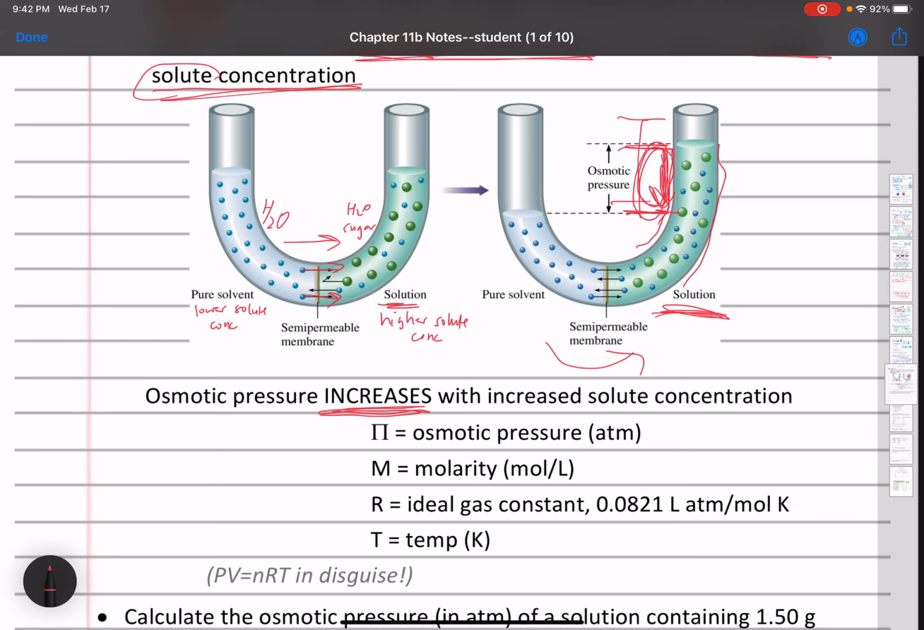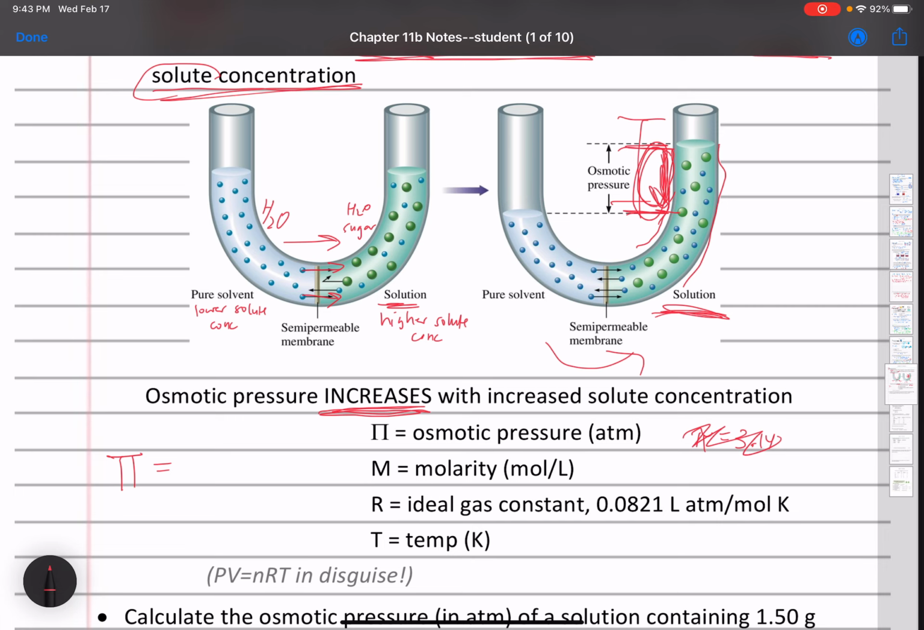So the formula to calculate osmotic pressure is pi. This is a capital pi, not the pi we use for circles, 3.14, because lowercase pi is 3.14.